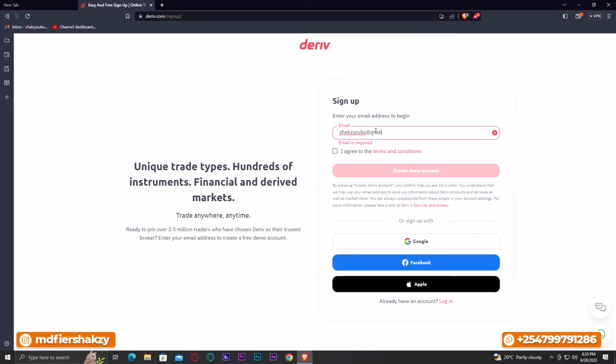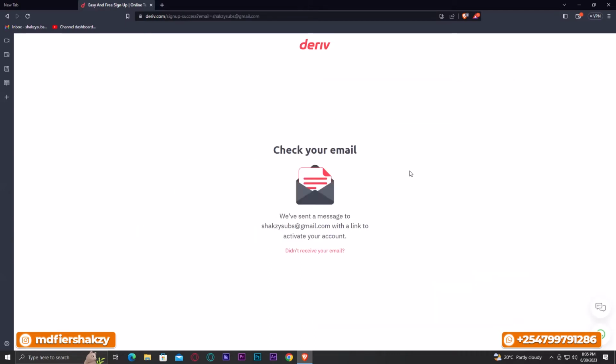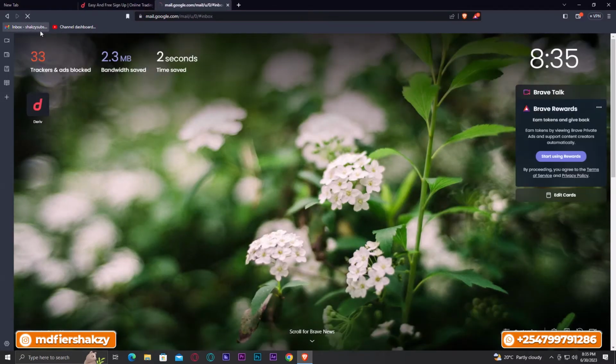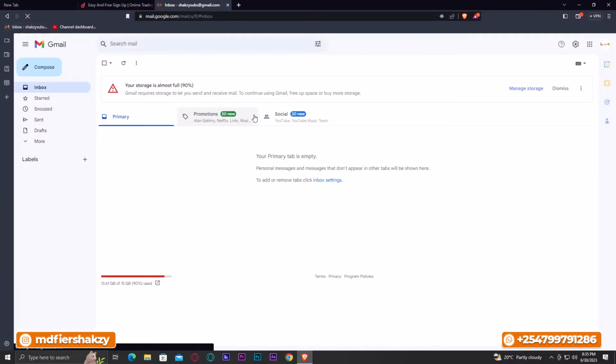You get to write your email account, and then I agree to terms and conditions. Then create demo account. Then they'll tell you to check your email. So they will have sent an email to your inbox. So you are told to check your email.